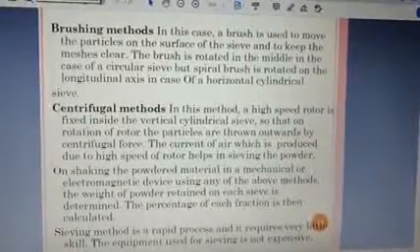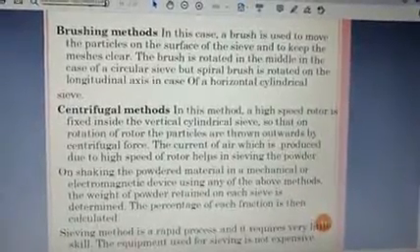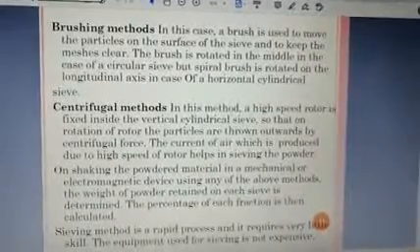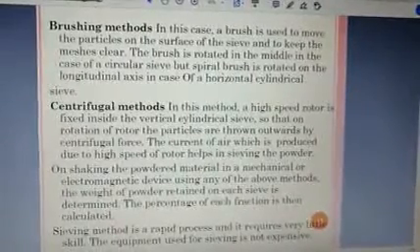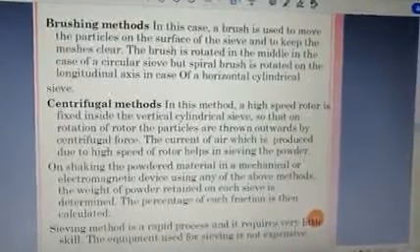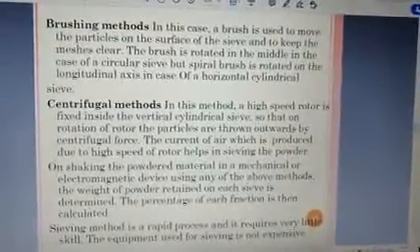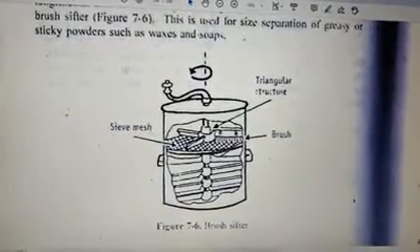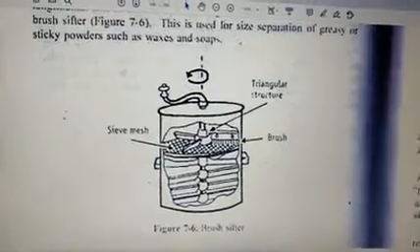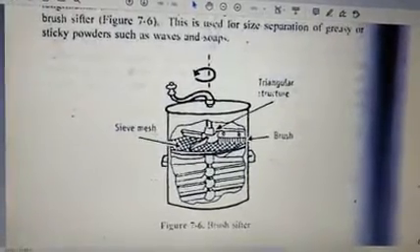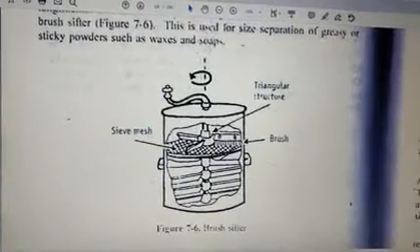But during brushing also we have to keep in mind that we should not apply force, otherwise we will cause particle size reduction. So sieving is only done for better size separation and to keep the meshes clear, otherwise the meshes will get clogged. This technique is generally used for greasy or sticky powders such as waxes and soaps, because waxes and soaps have a tendency to get stuck in between the pores, the meshes. So hence we use brushes.